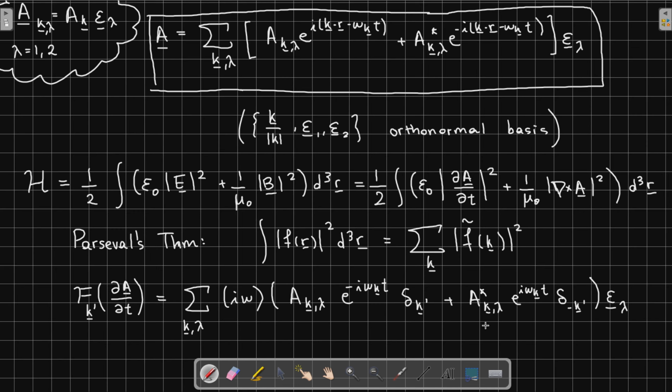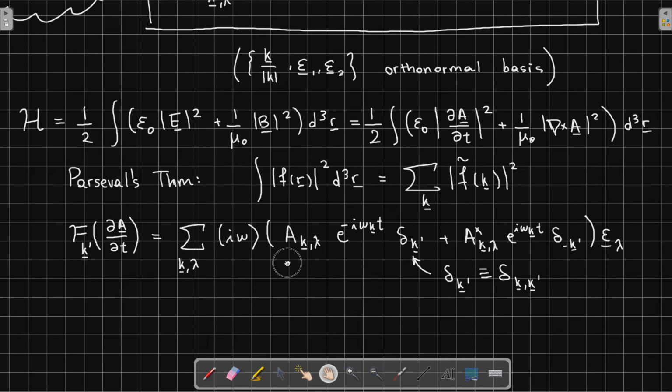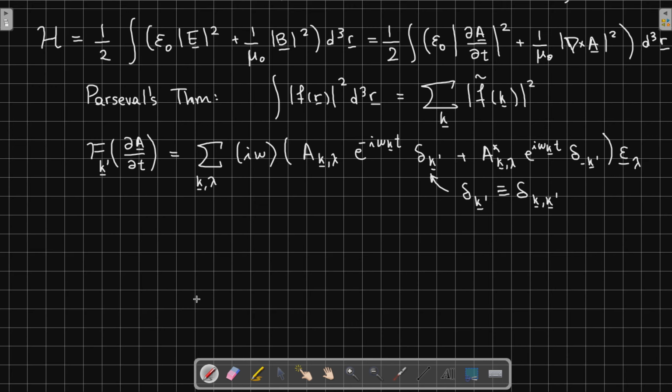Okay, times e_λ. Now a bit of notation. This is a Dirac delta function, so this is really just equal to this right here. I won't write this version, it's a bit longer and it won't fit, but these are defined to be equivalent. So it's a Dirac delta function which only chooses the k vector which is equal to the k prime vector or the minus k prime vector. Okay, this is a Fourier transform of this time derivative.